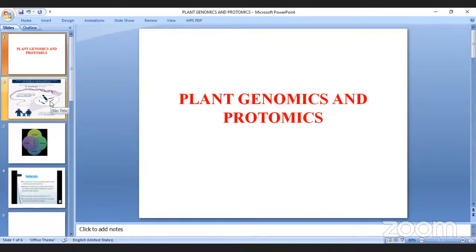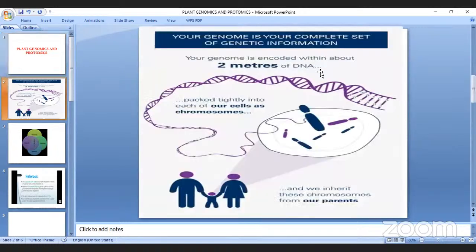First, what is a genome? Next, what is the difference between genome and genomics? And next, the difference between genome, genomics, and proteomics. So first, what is a genome? Genetic material present in a cell, in the nucleus, that is in a single complete cell.